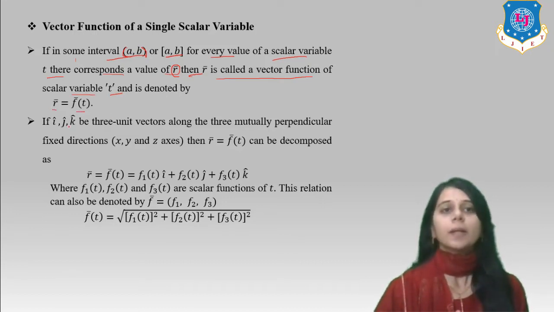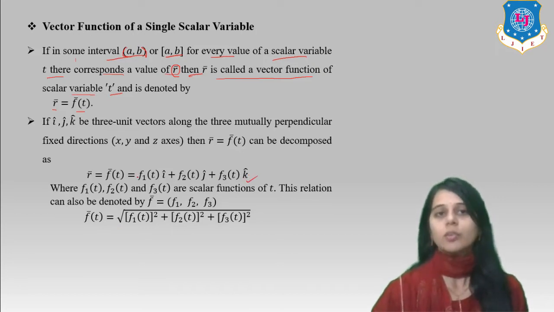Okay. If i, j, k are three unit vectors along the three mutually perpendicular fixed directions x, y and z, then r bar equal to f bar t can be decomposed as f1(t) i caret plus f2(t) j caret plus f3(t) k caret, where i, j, k are directions and f1, f2 and f3 are scalar functions of t.